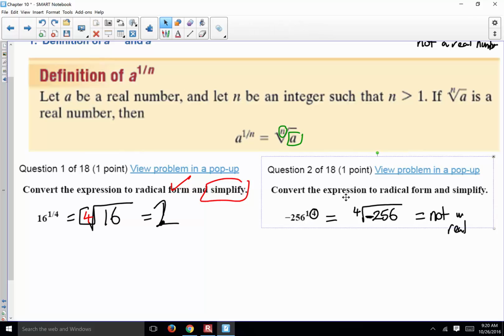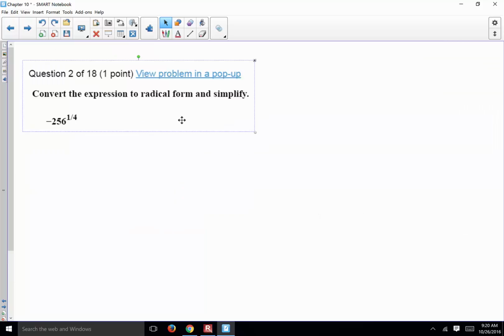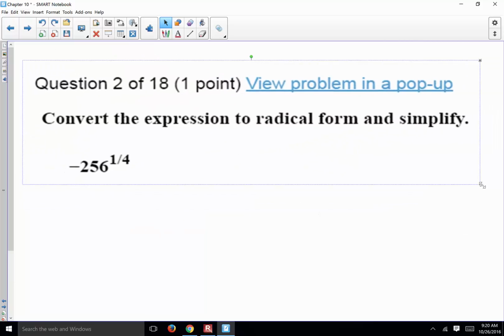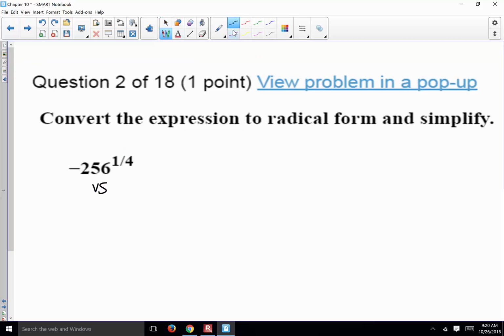I want to enlarge this. Versus compare this. Tell me the difference. Are these two things the same? Are they the same? They are not the same.